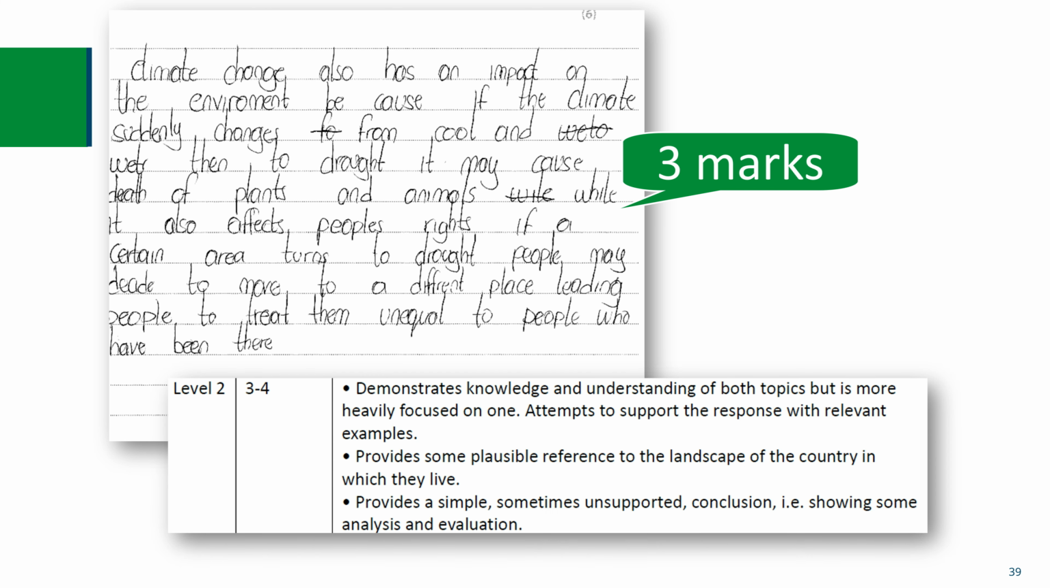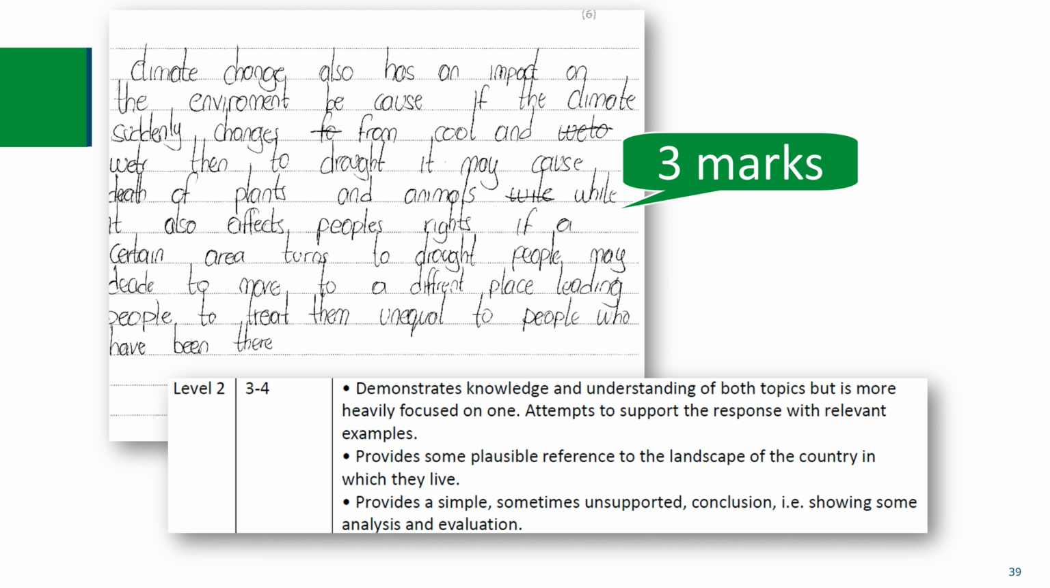On balance, looking at the levels, we do have knowledge and understanding of both topics. We don't have relevant examples other than in a very general term. But on balance, with the plausible references to what could happen to people, this just reaches the bottom of level 2.